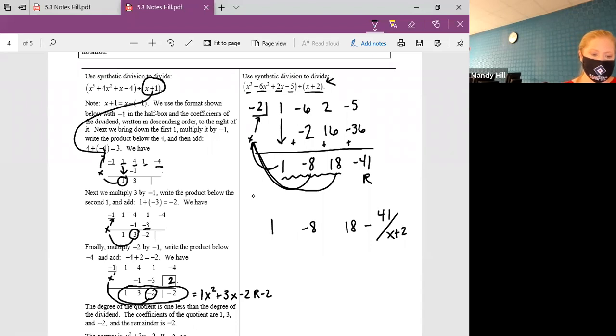Now, how do we decide what power of x goes behind these? If we started with an x to the third, we're going to move down 1, and this is not going to be an x to the third, it's going to be x squared. Then the next one would be x to the first. Since this is a positive 18, we're going to stick a plus there. But that's it.